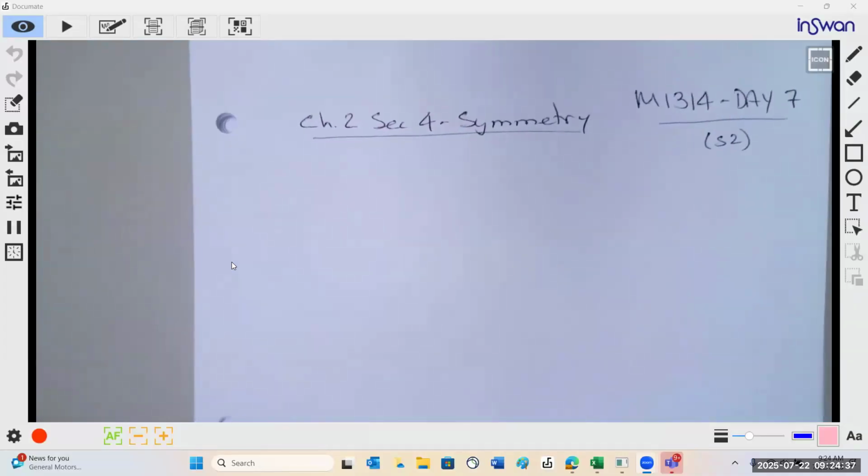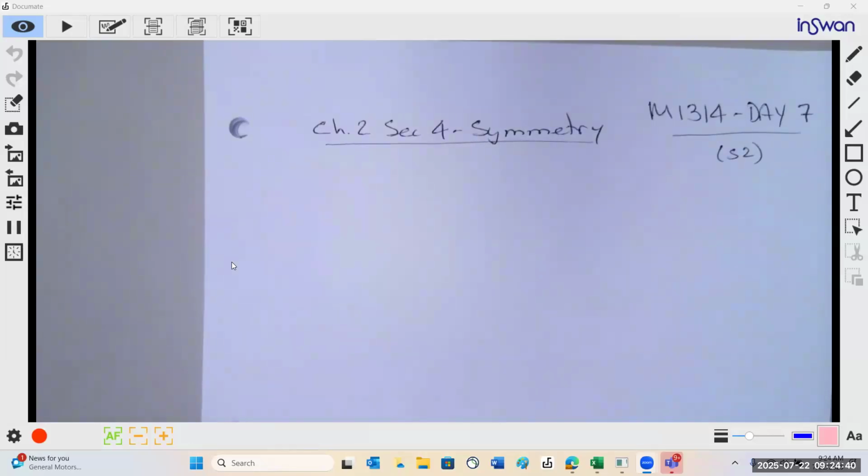Section 4, Chapter 2, Section 4 deals with symmetry. What does symmetry mean?